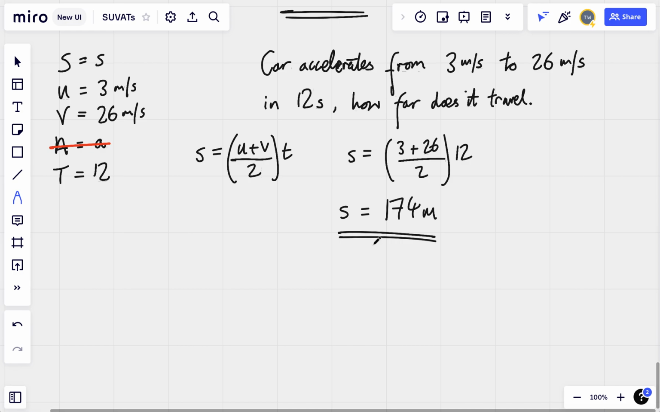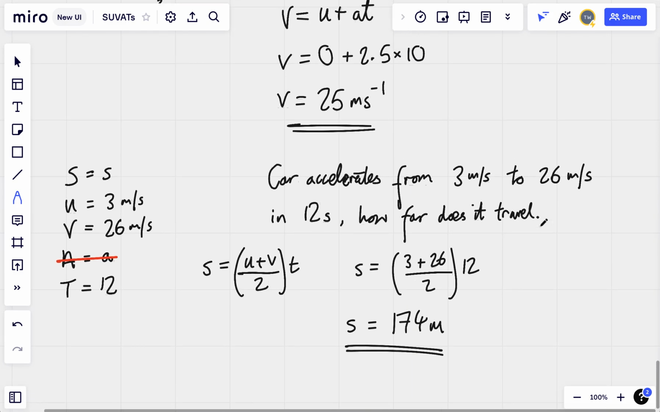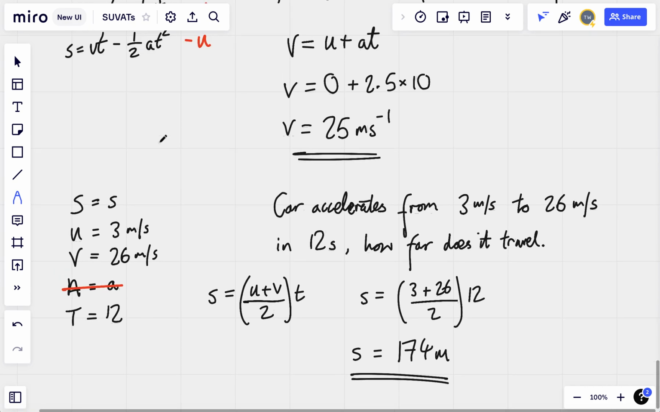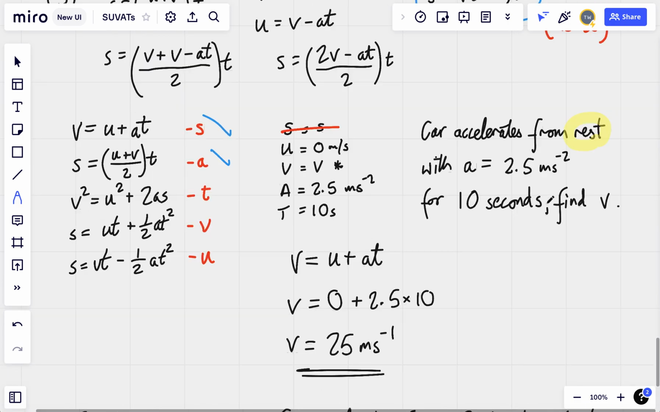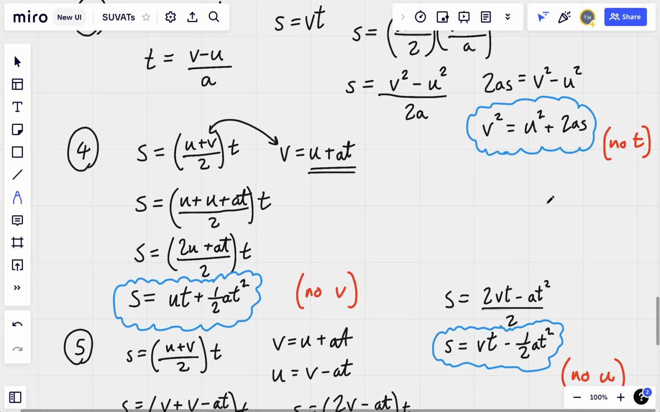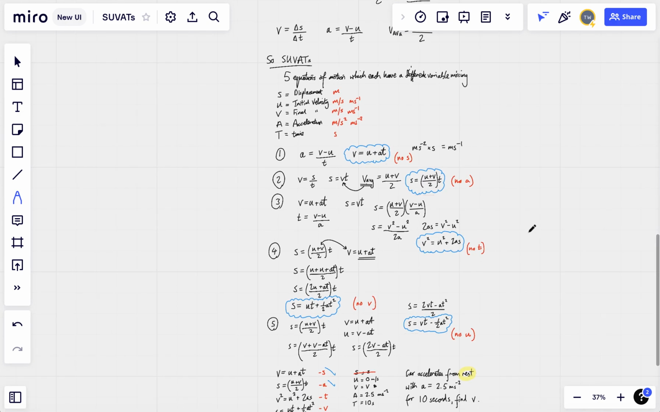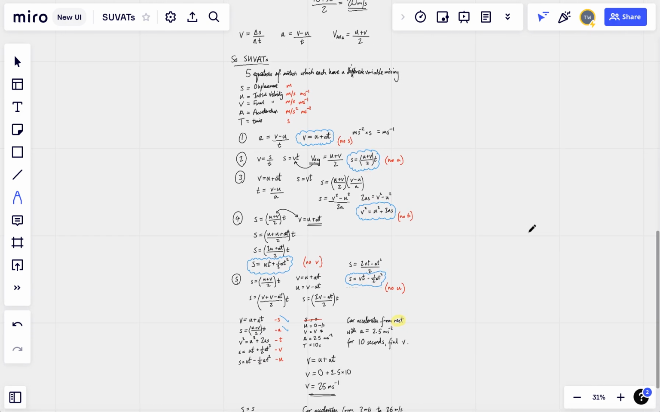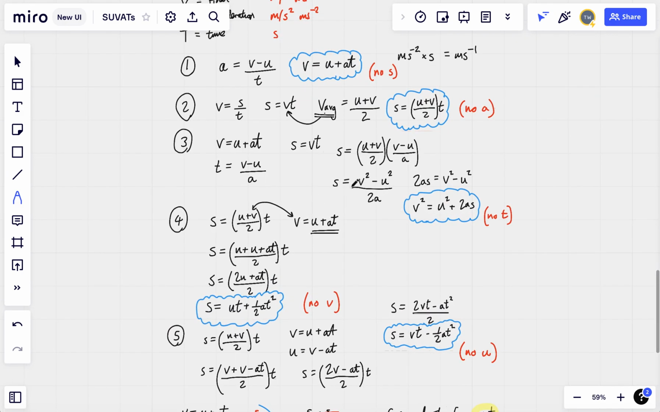So you're going to have a go at some questions. Each one you do, make sure you write down your SUVAT, and write down which bits you have. Refer back to your 5 SUVATs, and also make sure you can derive them all. It is really important you can do all of the derivations that are shown here.